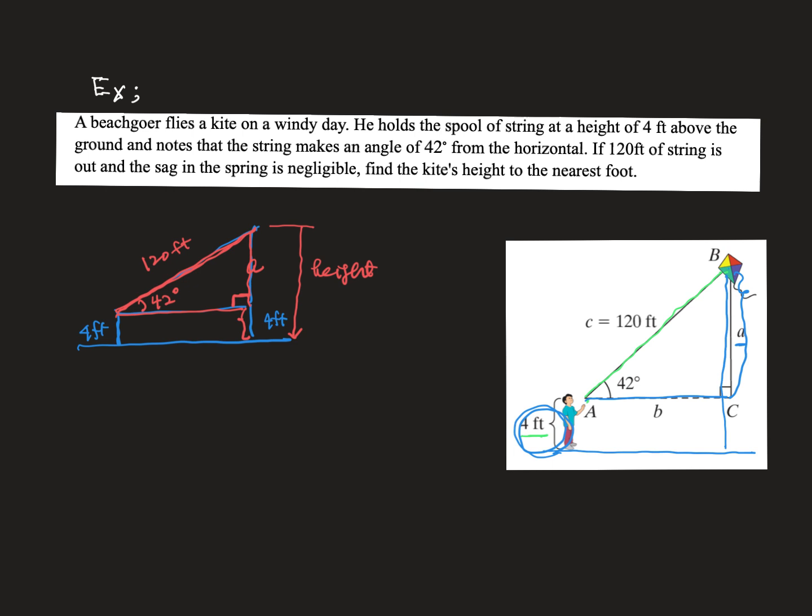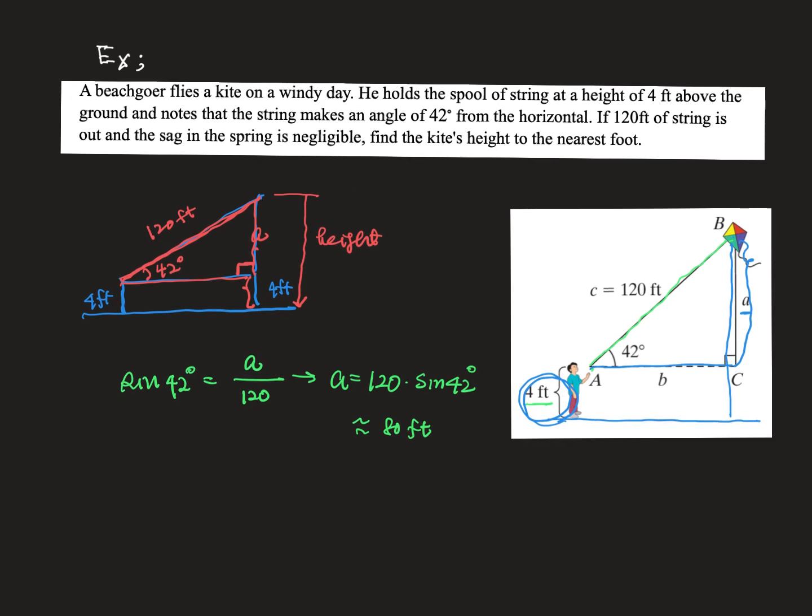How can we find the A value? What kind of trigonometry do you use? This is opposite, this is hypotenuse. So we can actually use sine 42. Opposite is A, hypotenuse is 120. So A is going to be 120 sine 42. That's going to be 80 feet. So the A value is 80 feet.